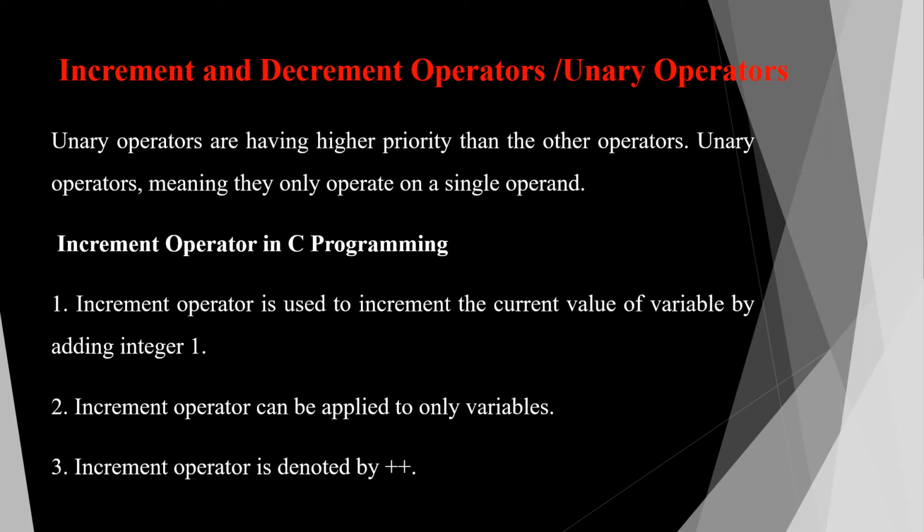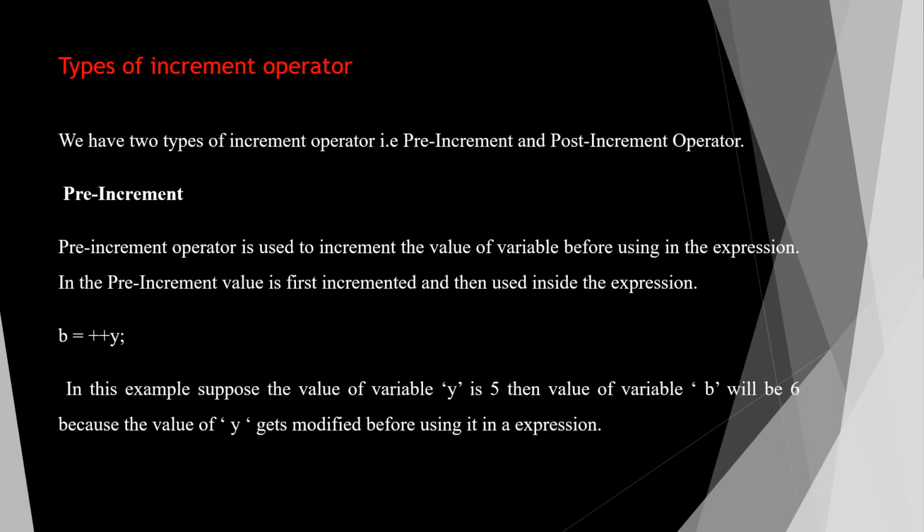Once again, I'll repeat that the increment operator is used to increment the current value of a variable by adding the integer 1. For example, a is equal to 2, so ++a is equal to 3, because a is equal to a plus 1. Here the increment operator is denoted by the symbol double plus. There are two different types of increment operator: one is the pre-increment operator, and the other is the post-increment operator.